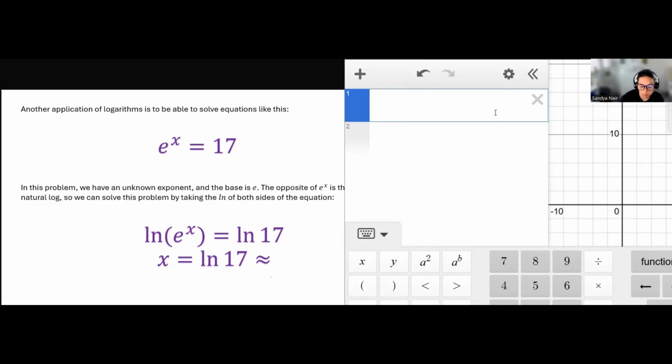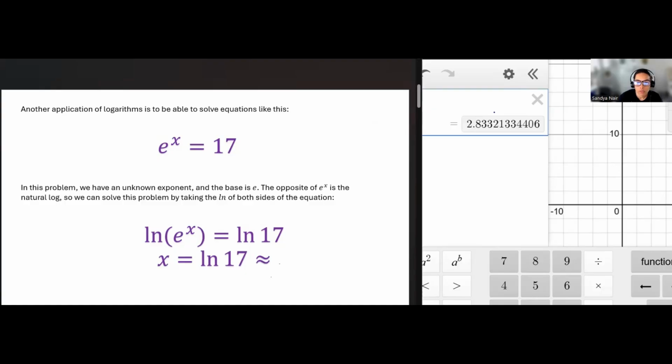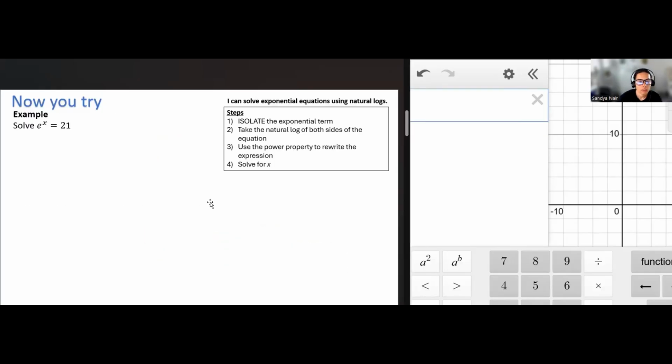And then what we can do to approximate x is just type natural log of 17 into Desmos, and we're going to get 2.8332 as our approximate answer. So now you can go ahead and pause the video and try doing this example on your own.